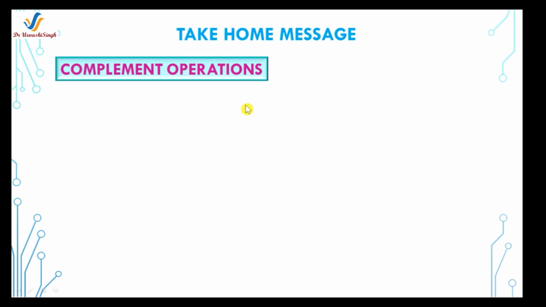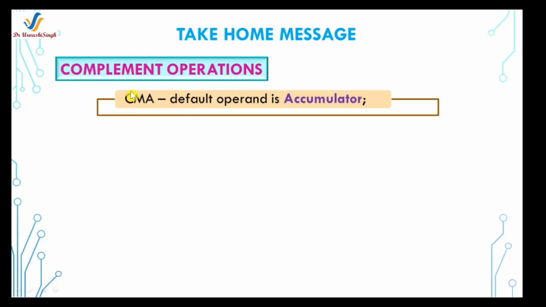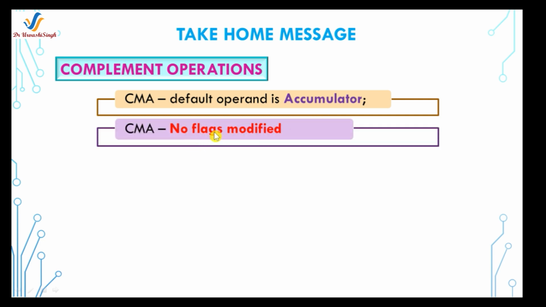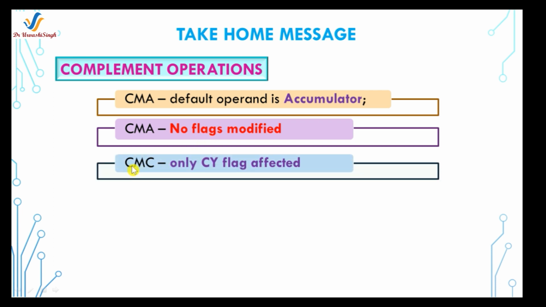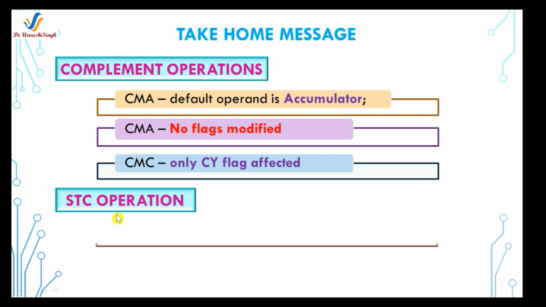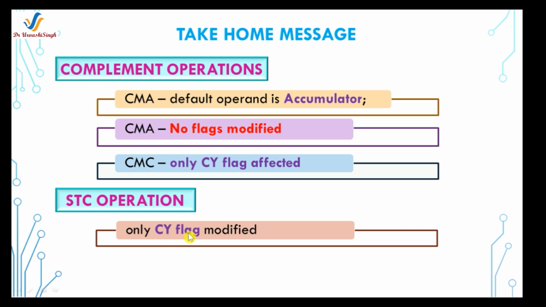In complement operations, the first instruction is CMA. This instruction is used to complement the contents of accumulator, and it will not affect any flags. All flags will remain same using CMA instruction. Another instruction in this group is CMC, which is used to complement the carry flag value. Rest of the flags will remain same. And the miscellaneous one is STC. This instruction is particularly used to set the carry flag. It means carry flag value will be 1 after using STC. Rest of the flags will remain same.